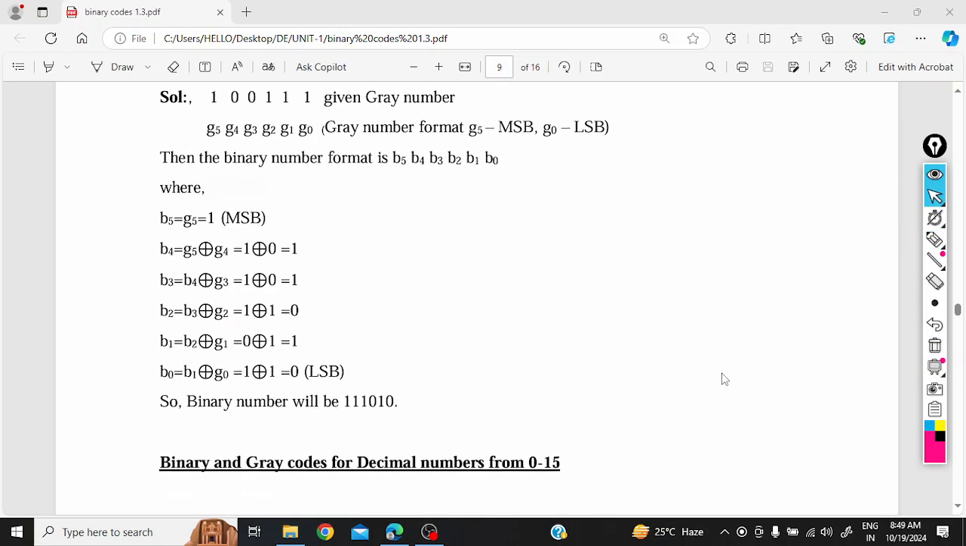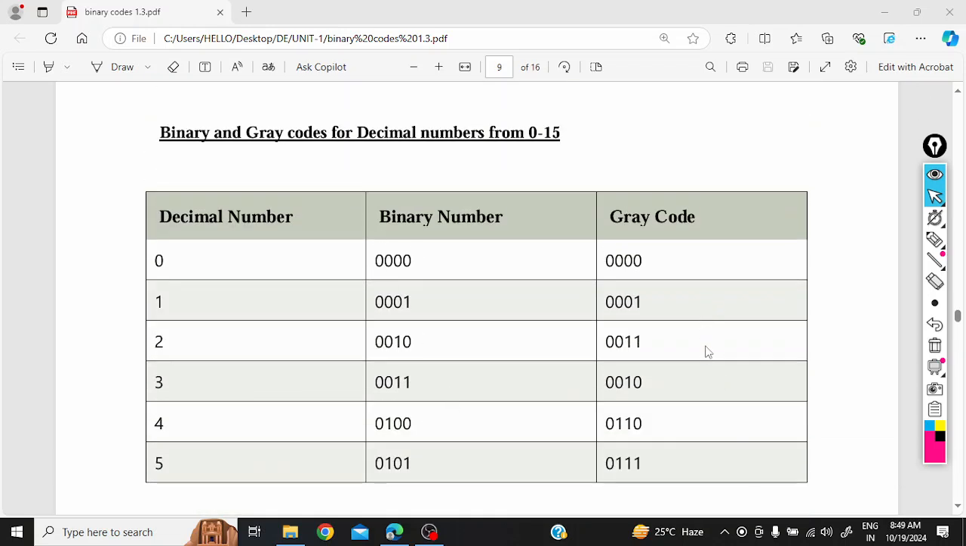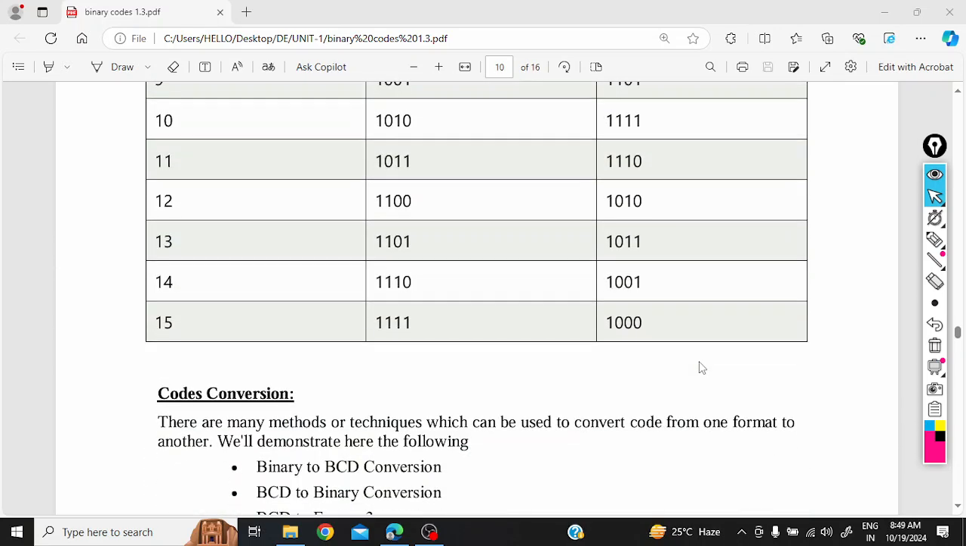So these are a few of the examples of how they are connected. See, these are all binary numbers and their respective gray code numbers. This is how the representation goes.